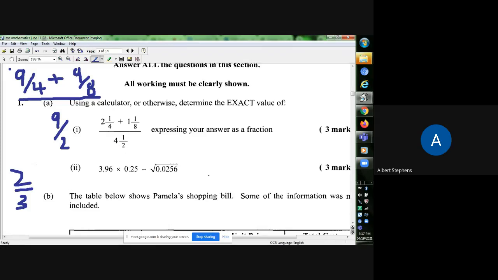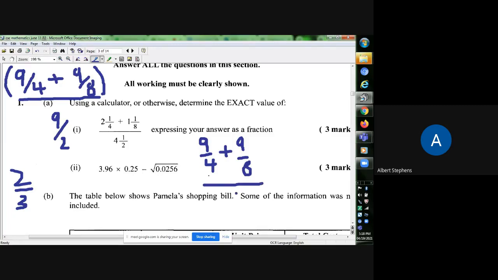All right. Well, what I'm going to do now is to work out the top piece. Now, listen carefully. When we add and subtract fractions, we find the LCM. When we're multiplying and dividing, we don't find the LCM. So I'm a bit short of space here. I'm just going to squeeze it up right here. So 9 plus 4 over 8.